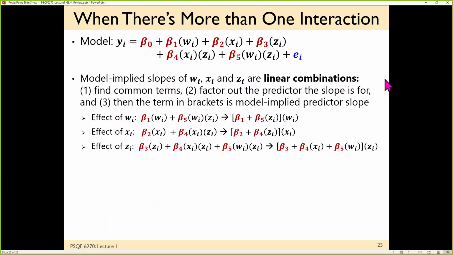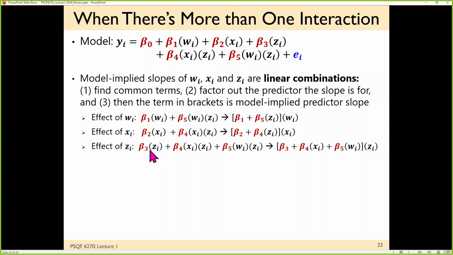So if we wanted to find the model implied slope, the rules are the same. What variable do you want the slope for? Find all the spots that have it. Take them down. Factor out the variable you want the slope for. What's left is the answer. For things that are only conditional once, that's what we just did. The new one is z, doubly conditional: z is here, z is here, z is here. So our answer has to involve beta 3, 4, and 5.